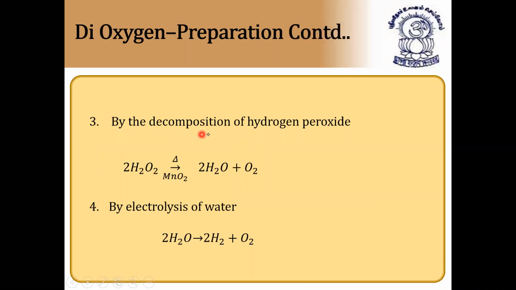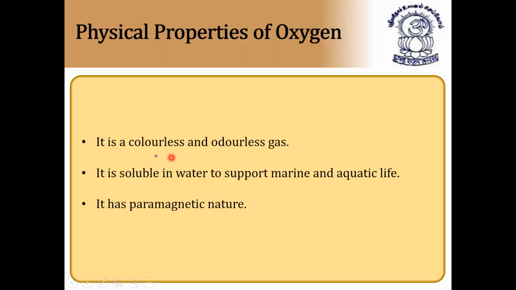Now, by the decomposition of hydrogen peroxide. Already we know hydrogen peroxide on heating in the presence of manganese dioxide as a catalyst forms water and oxygen gas. Next, by the electrolysis of water. When you pass current through water, it forms hydrogen gas and oxygen gas. Hydrogen gas is formed at the cathode, oxygen gas will be formed at the anode. So this is called electrolysis of water. These are the main preparations of dioxygen.